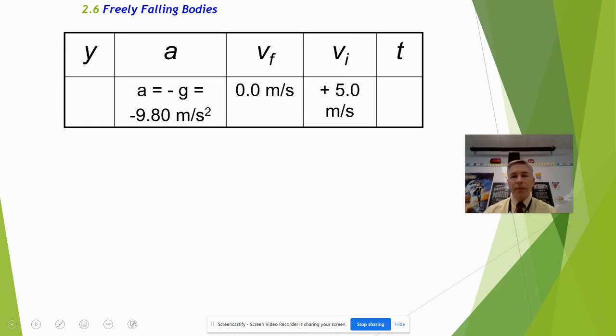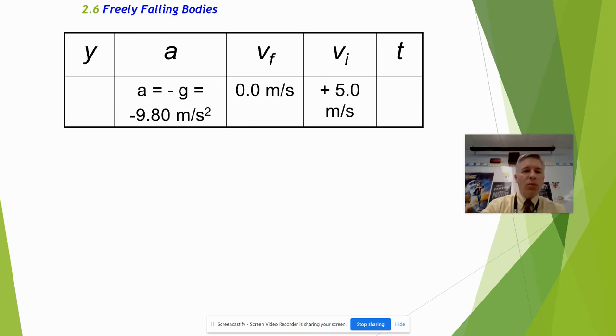So I can plug in lots of numbers. I know the acceleration, they didn't give it to me in the problem. I know the final velocity, they didn't give it to me in the problem, but they describe it. And I know the initial velocity. And I'm trying to find y. Now, I don't actually need t, but I could solve for t if I want to.